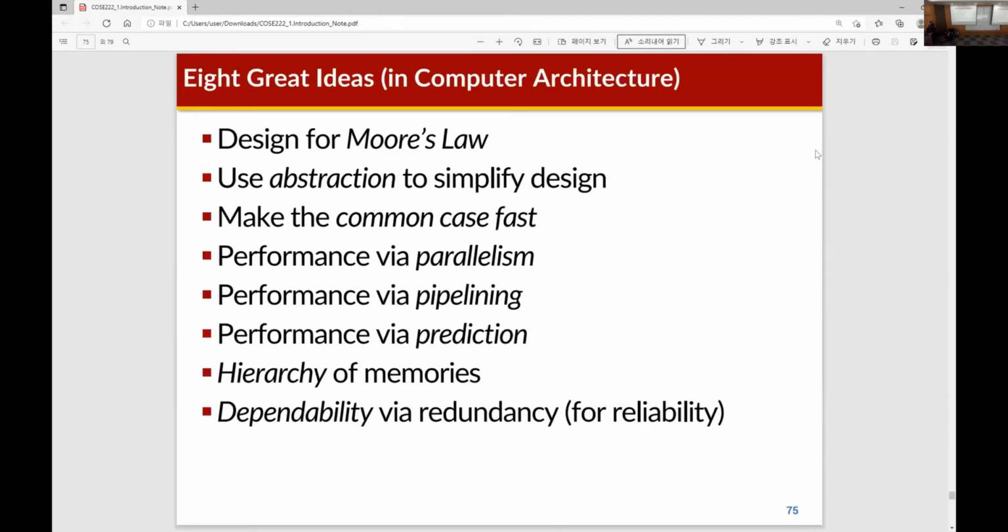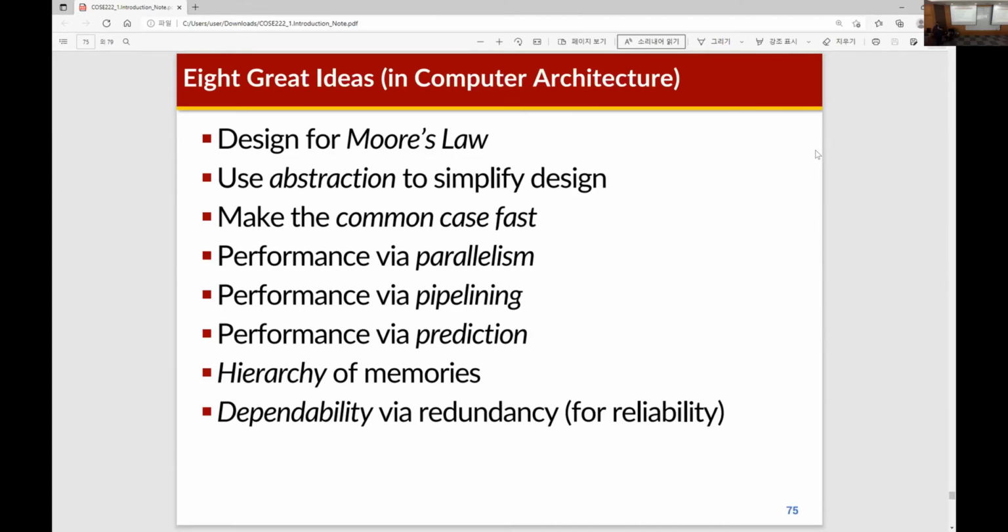So this slide shows the 8 great ideas in computer architecture. Actually, the computer architects, that means the computer architecture researchers, applied some good techniques and good research ideas to the processor architecture or some CPU architectures. But what is the first line? It's design for Moore's law. Which means that the processors are advanced based on Moore's law.